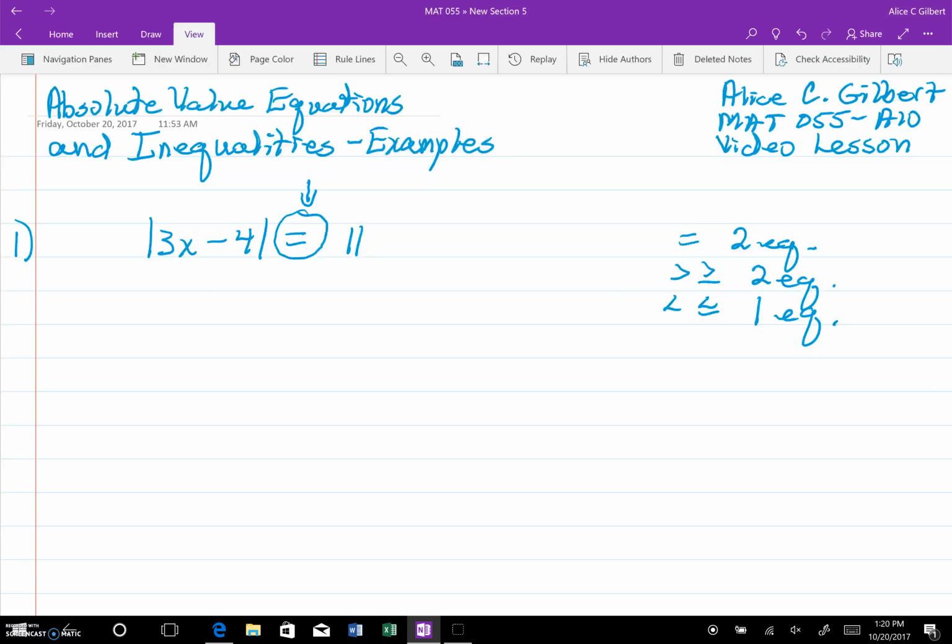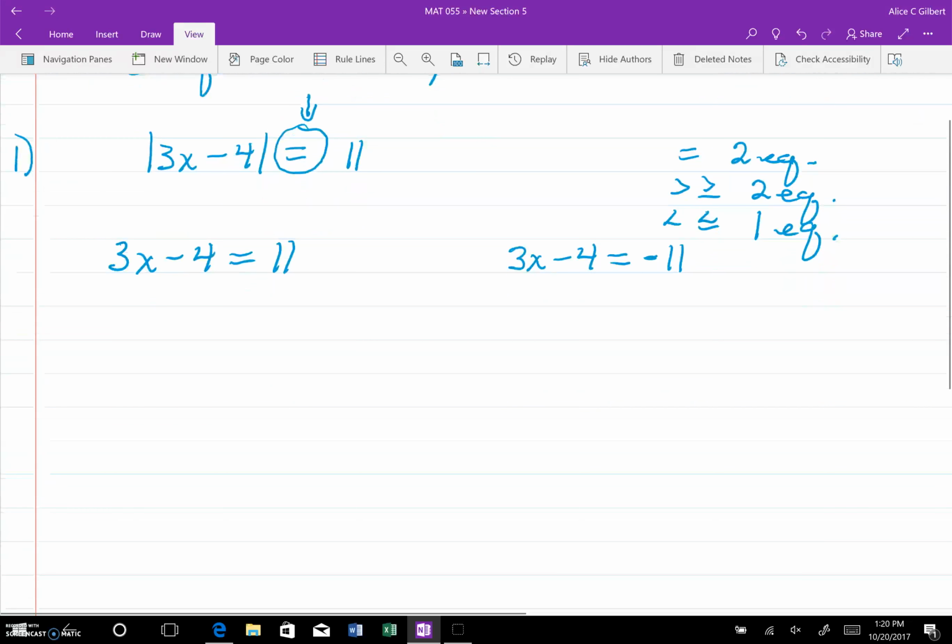The first one I write exactly as it is. I just drop the absolute value bars. So you notice it's exactly the same. The second one then, I'm going to write the absolute value part exactly like it is, only with the absolute value bars dropped. And then the number on the other side takes on the opposite sign. Okay? Now all I do is go ahead and solve each of these.